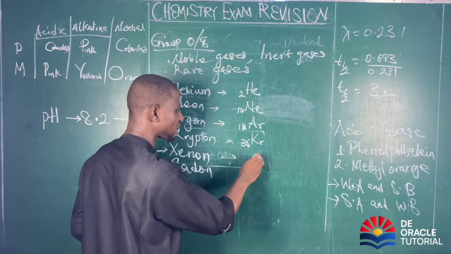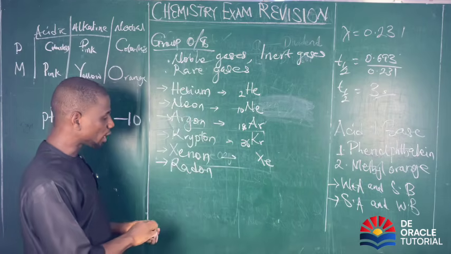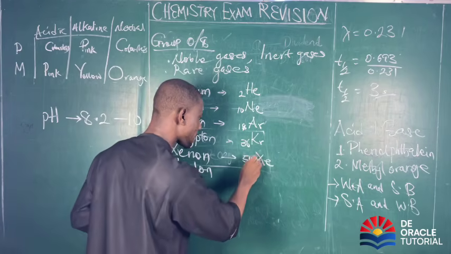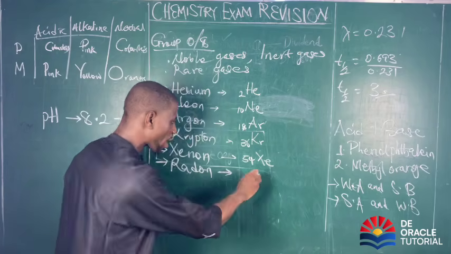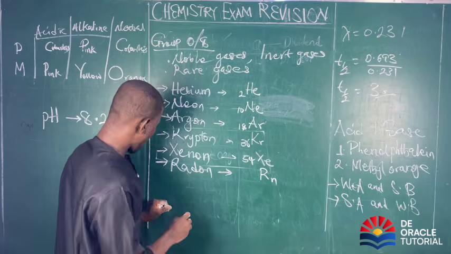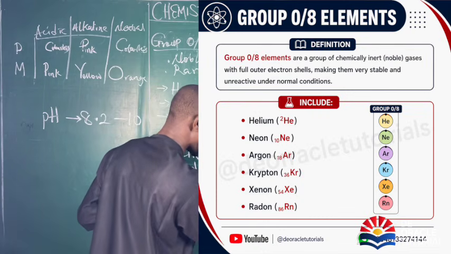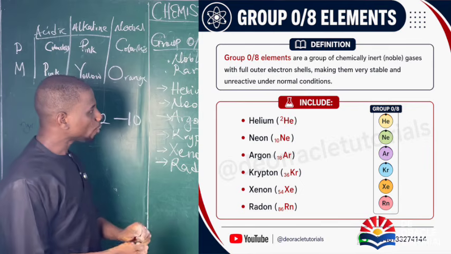Xenon. And xenon is what? Xe. Right? What atomic number? 54. Exactly. What's the next one? The next one there is radon. And what's the symbol? Rn. Exactly. And the atomic number is what? 86. Exactly.